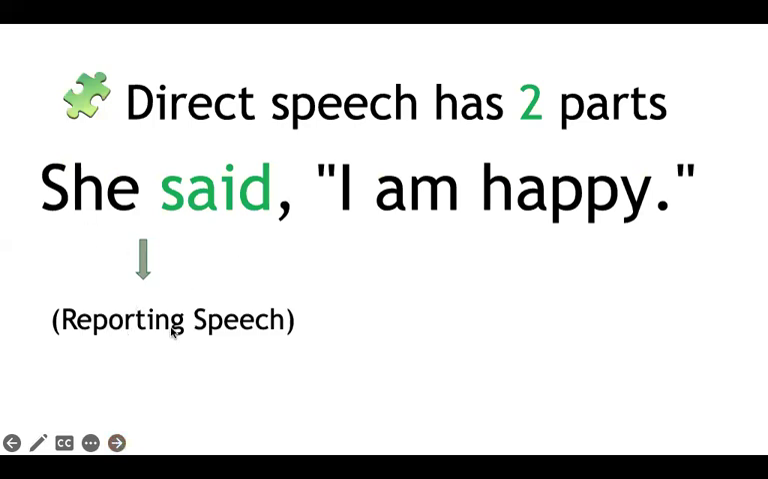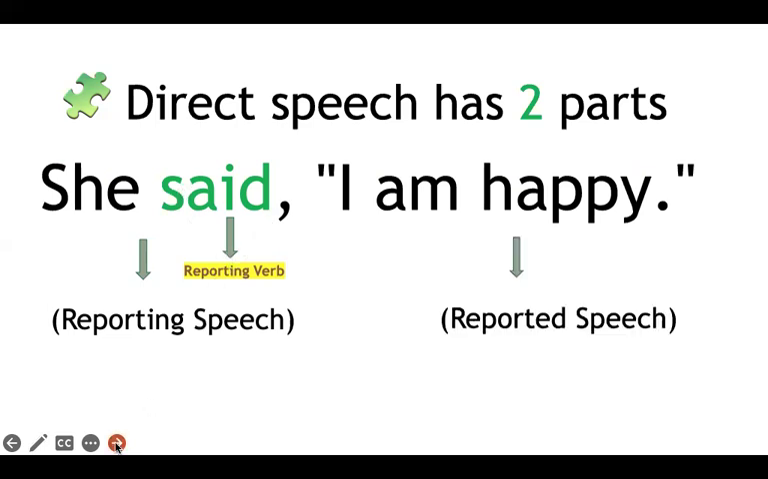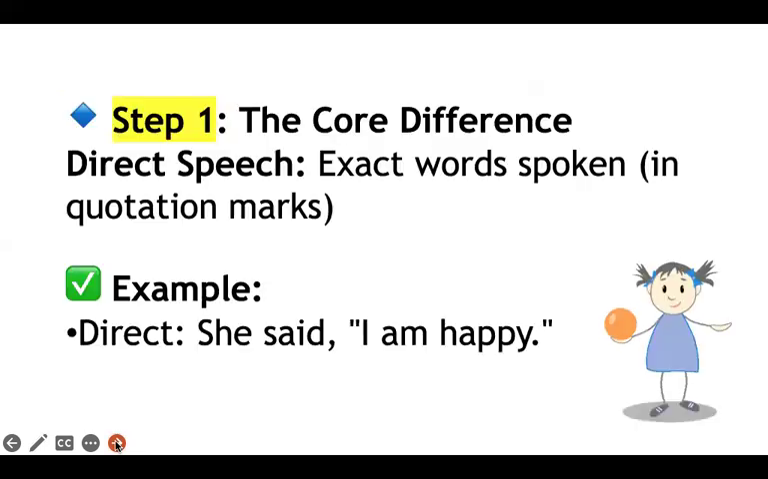This part is called the reporting speech. And this verb over here before the comma is the reporting verb. This reporting verb has a very important function to do. And this part, the reported one, is the reported speech. So let's remember these terms and move on.